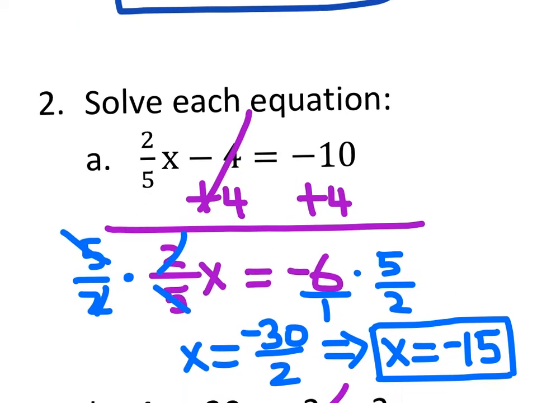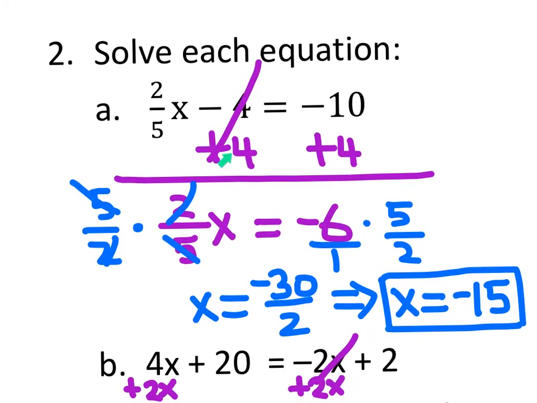Solving an equation. We're going to add 4 to get rid of the negative 4. And what we do to one side, you do to the other. Negative 10 and 4 is negative 6. And bring down your 2/5.